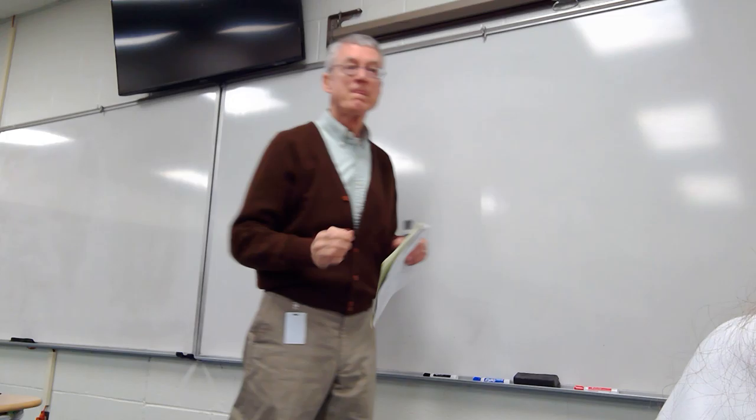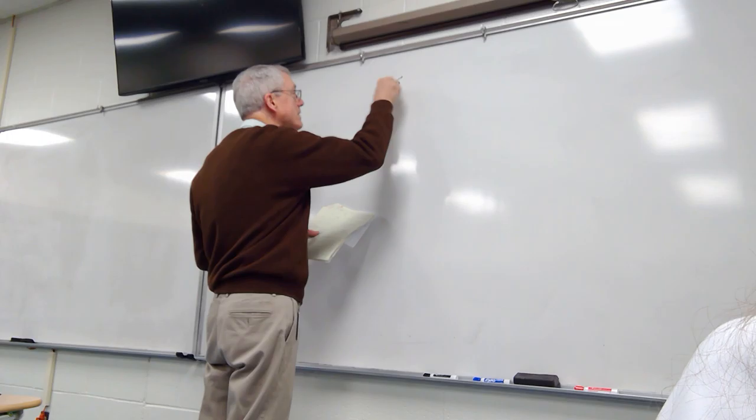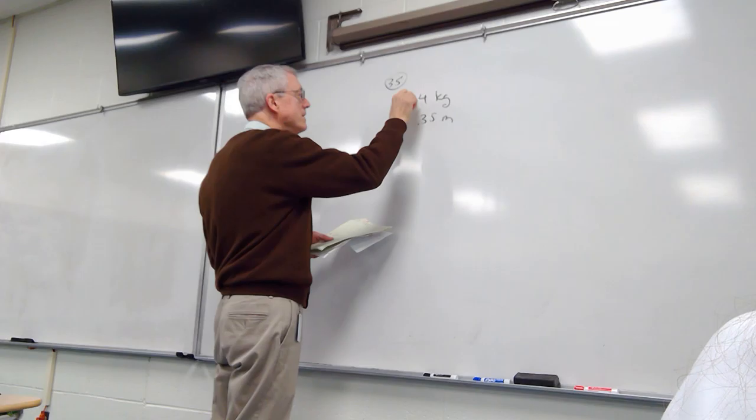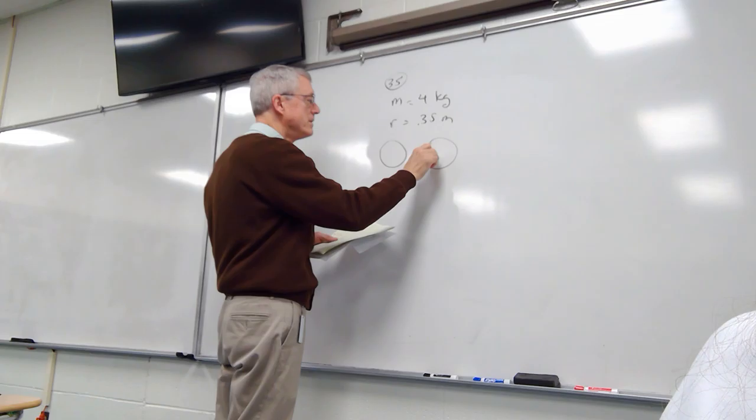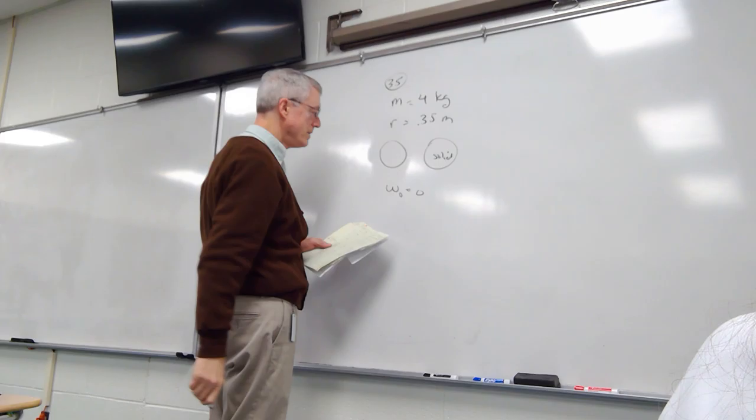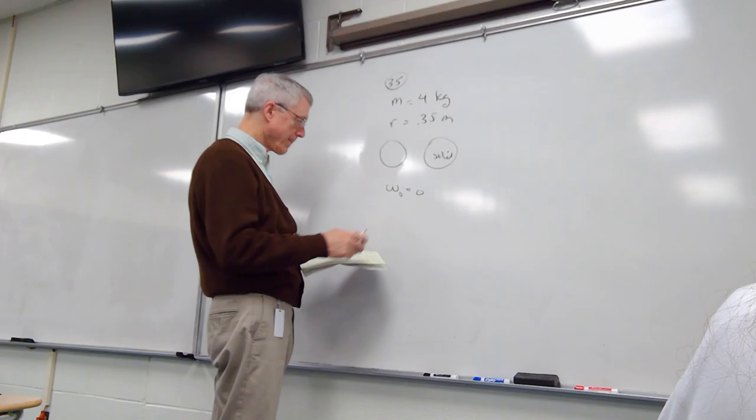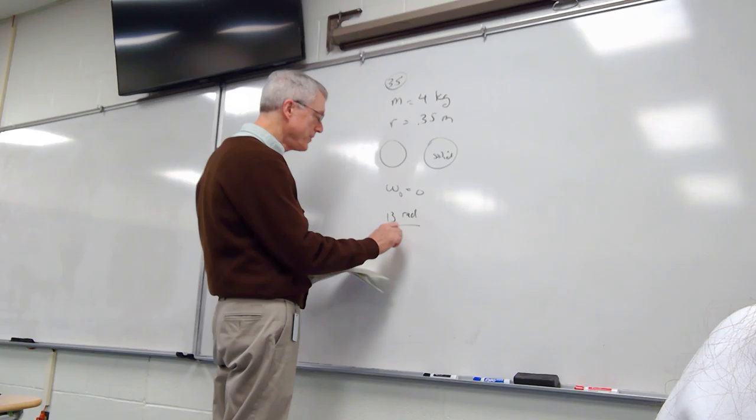35. Two wheels have the same mass and radius of 4 kilograms and 0.35 meters, respectively. One has the shape of a hoop and the other the shape of a solid disk. The wheels start from rest and have a constant angular acceleration with respect to a rotational axis that is perpendicular to the plane of the wheel at its center. Each turns through an angle of 13 radians in 8 seconds. Find the net external torque that acts on each wheel.